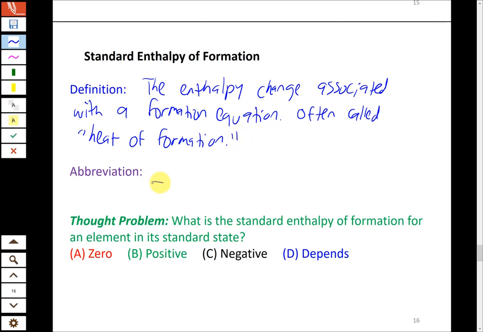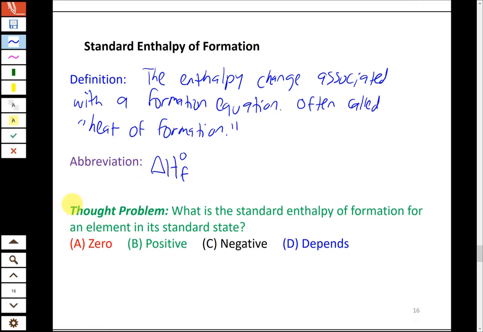The abbreviation for this is delta H f, and then you'll have a little circle there that means standard delta H. Whenever you see a little circle next to delta H, that means under standard conditions, which you don't have to worry about too much in this class, but that's how it'll be abbreviated.